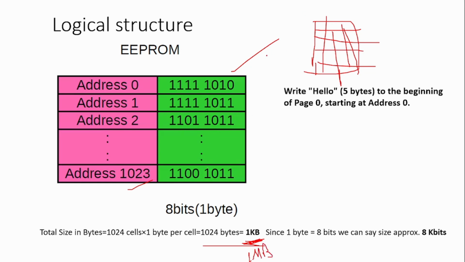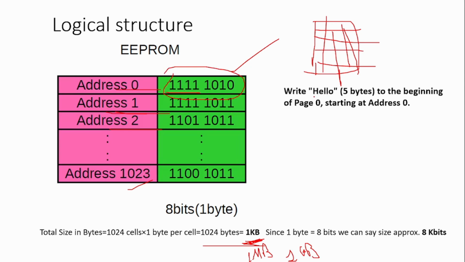If you have more 1024 pages, and each page is 1024, then your memory size will be 1 gigabyte, right? This is how you can calculate the memory. But for now, just consider this EEPROM as a single page. Each location has its own address: address 0, address 1, address 2, and as you can see, each location stores 8 bits.